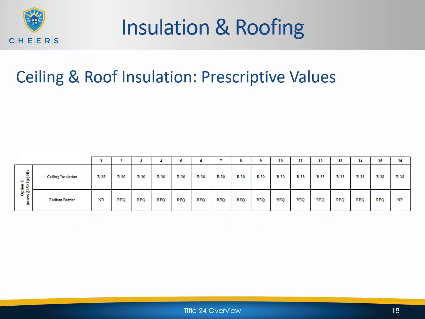And finally, option C, again, climate zone specific. As we mentioned in that first table, we're going to have R30 required in climate zones 2 through 10, and then R38 in climate zones 1 and 11 through 16. Radiant barrier is going to be required in climate zones 2 through 15 for option C.